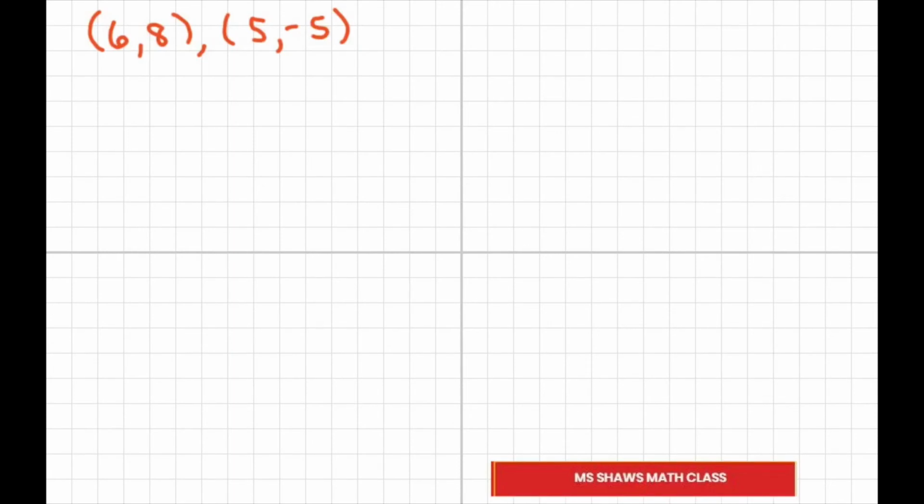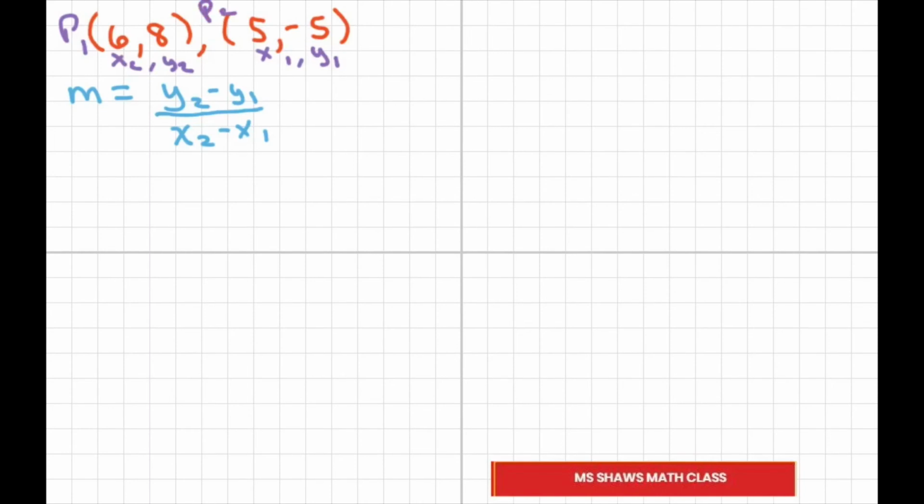Okay, and the last problem is find the equation of this line. So basically I have to find the slope. The slope is y sub 2 minus y sub 1 over x sub 2 minus x sub 1. So I'll just call this one y2, wait, what am I doing? So this is going to be x2, y2, and this one's going to be x1, y1. Therefore, this is (6, 8) and this is (5, -5).